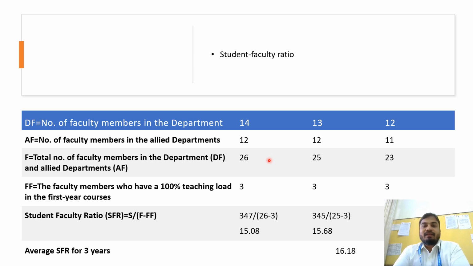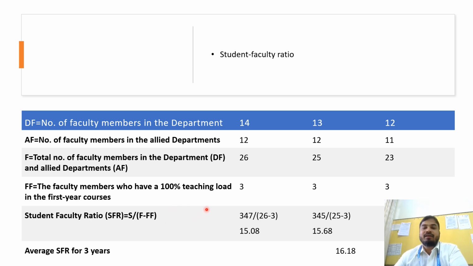So we are considering three faculties exclusively for first year, and we have done the same. So these are the faculties for first year. We are considering it to be three, who are handling 100% of the teaching load only for first year courses. These faculties are in no way coming for a teaching load with respect to higher semesters.